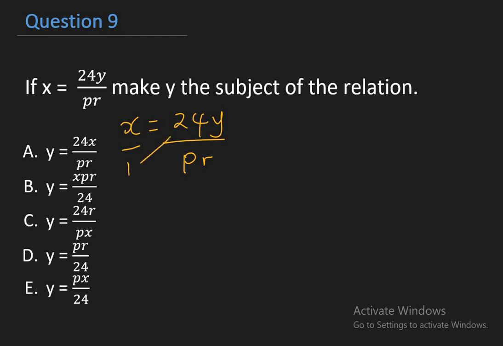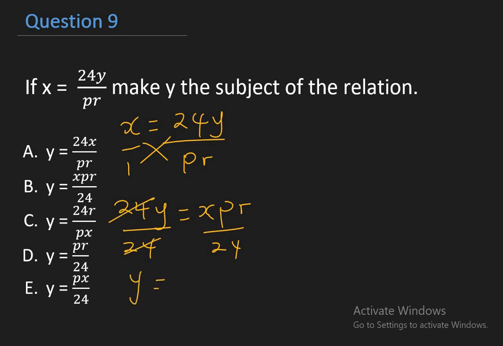24y times 1 will give me 24y. Then x times PR will give me xPR. My target is y, so I'll divide both sides by 24. 24 cancels 24. So y is simply xPR over 24, which is option B.